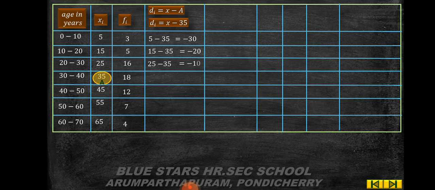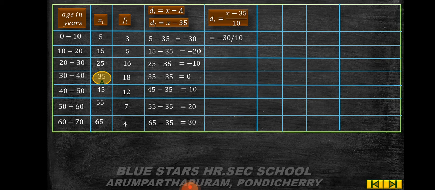25 minus 35 is minus 10. 35 minus 35 is 0. 45 minus 35 is 10. 55 minus 35 is 20. 65 minus 35 is 30. Then di is equal to x minus 35 by 10, which is minus 30 by 10, minus 20 by 10, minus 10 by 10, 0 by 10, 10 by 10, 20 by 10, 30 by 10. So di is equal to minus 3, minus 2, minus 1, 0, 1, 2, 3.